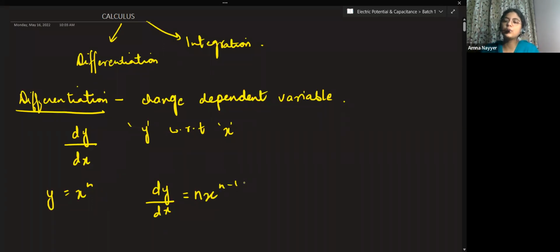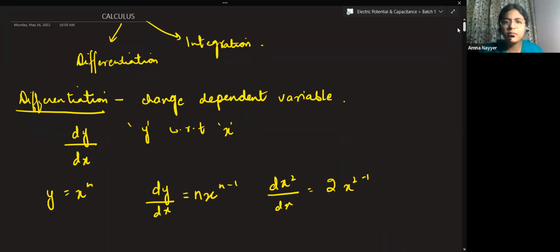Like if you have x to the power 2, and you have to differentiate this, then 2 will come out, x will be there, then 2 minus 1 will be the power. Why minus 1? Because you just add a negative 1 to what n is. In this case, our n was 2.